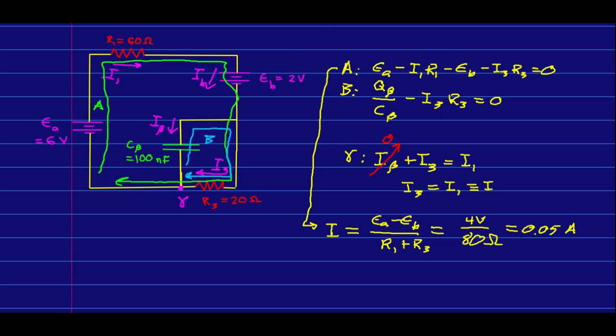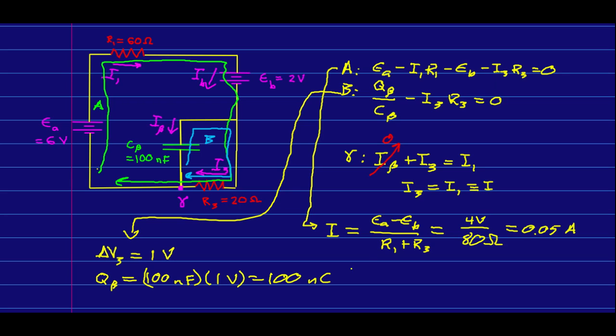And I can now solve for the charge on the capacitor beta, because note that with that current and that resistance, I can say that delta V3 is 1 volt. You can check that for yourself. And so Q beta is just that. Note that now I know that I3 and IB and I1 and IA, if I wanted to call it that, are all the same. I know I beta is 0, and I know that charge. So in fact, I have now solved for everything.